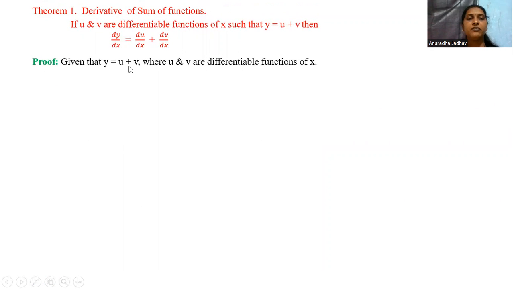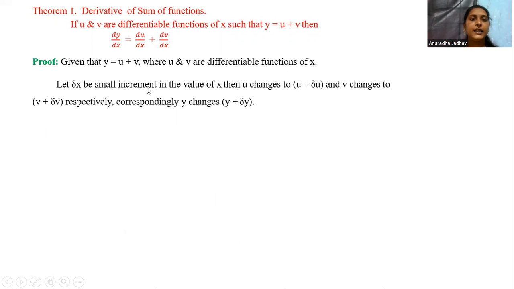Firstly, given that y is equal to u plus v, where u and v are the differentiable functions of x, that means the derivative of u and v both exist, then we say that both the functions are differentiable. Let delta x be the small increment in the value of x, then u changes to u plus delta u and v changes to v plus delta v respectively. Correspondingly, y changes to y plus delta y. Here u and v are the functions of x, also y is a function of x. Therefore, if x changes, then u, v and y all change.